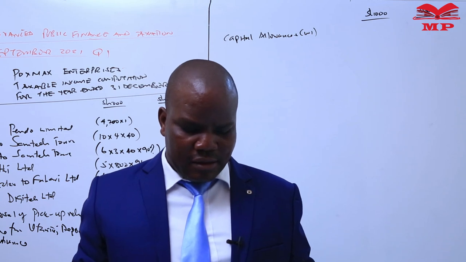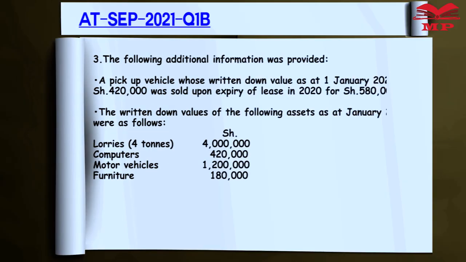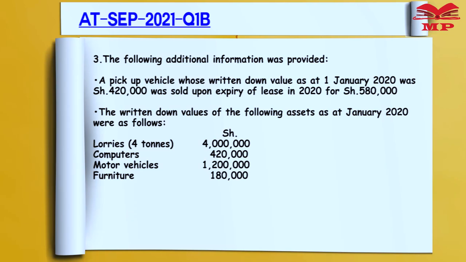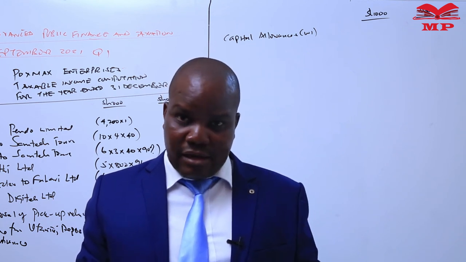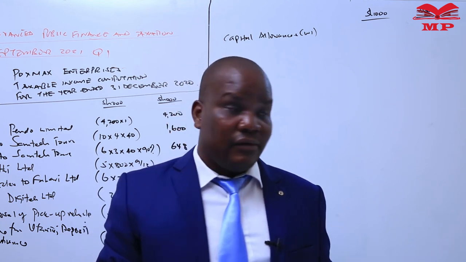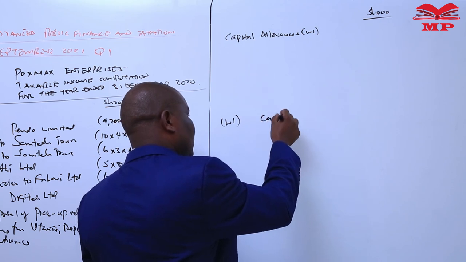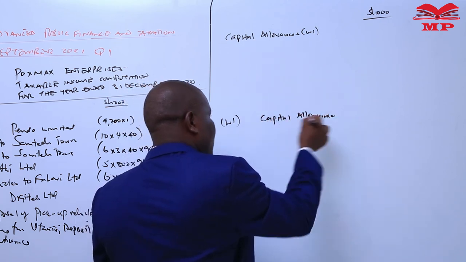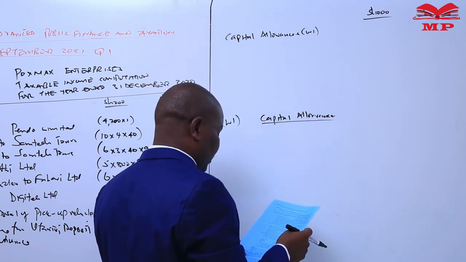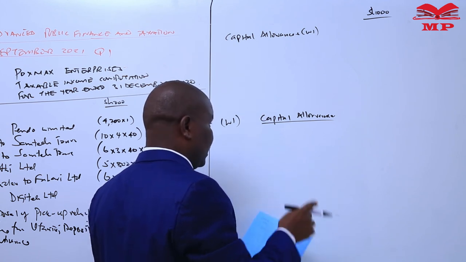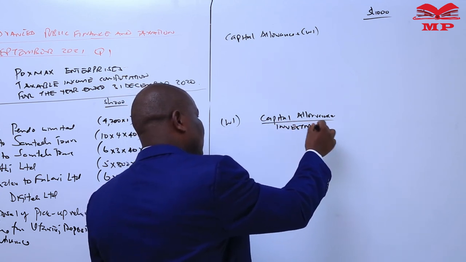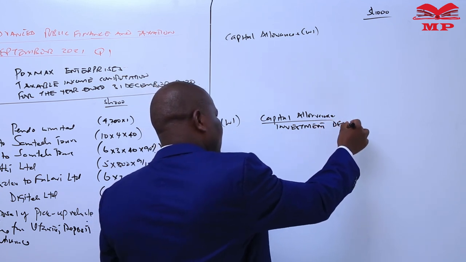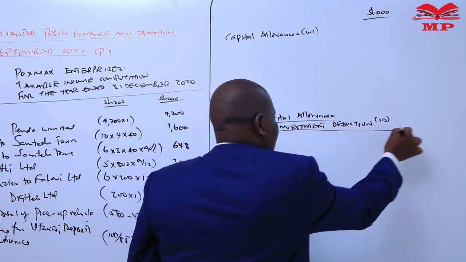And then, note 3, bullet 2, tells us the written down values of the following assets as at 1st January 2020 were as given here. So what we do, we shall use the written down values as the written down value brought down at the beginning of the year. We add the acquisitions, deduct the disposals to arrive at the qualifying cost. We work out working one, that is capital allowance. So we determine which asset qualifies for which capital allowance. So one, we have manufacturing machinery, which will qualify for both ID and wear and tear. So we write here investment deduction, ID. We arrange it like this.